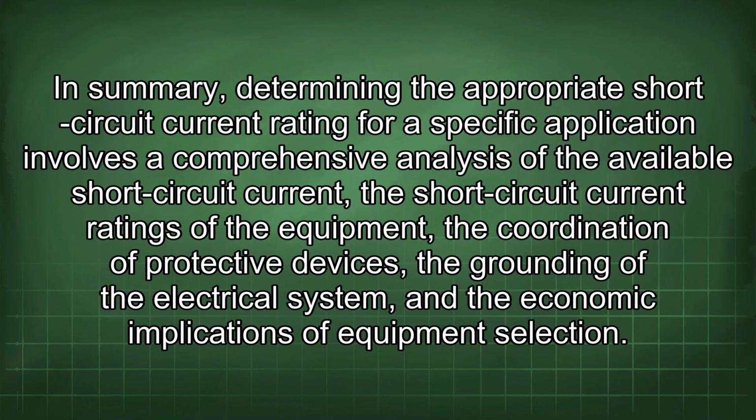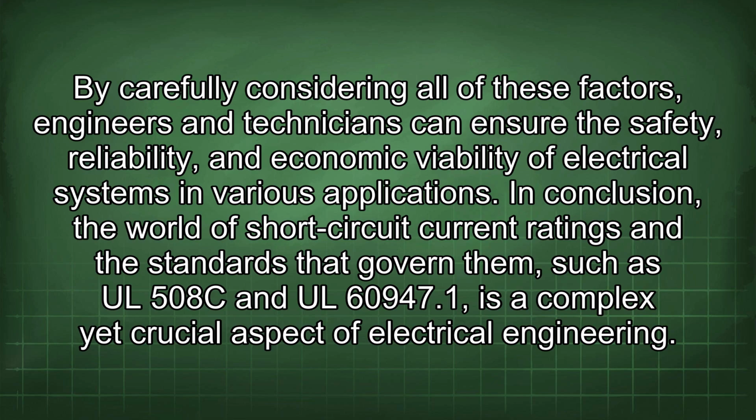In summary, determining the appropriate short-circuit current rating for a specific application involves a comprehensive analysis of the available short-circuit current, the short-circuit current ratings of the equipment, the coordination of protective devices, the grounding of the electrical system, and the economic implications of equipment selection. By carefully considering all of these factors, engineers and technicians can ensure the safety, reliability, and economic viability of electrical systems in various applications.